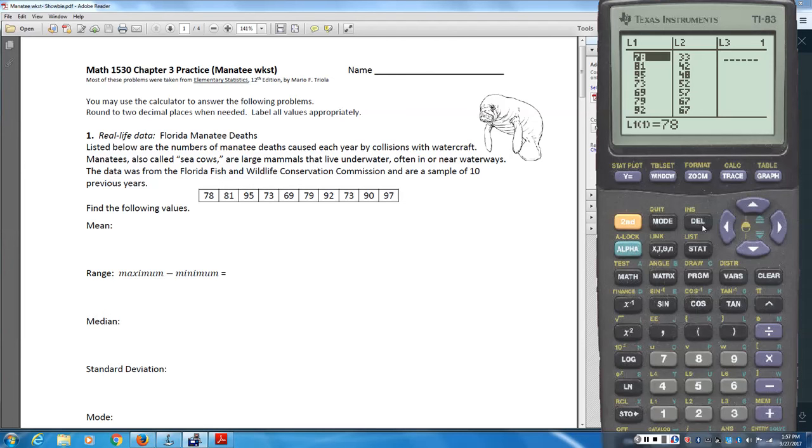Always put it in L1. I just put mine in L1, you put it wherever you want to. We're done with the stock data anyway, so you can move on. It's a short list of data, so it shouldn't take you long to get it in. Does anybody not have it in yet?